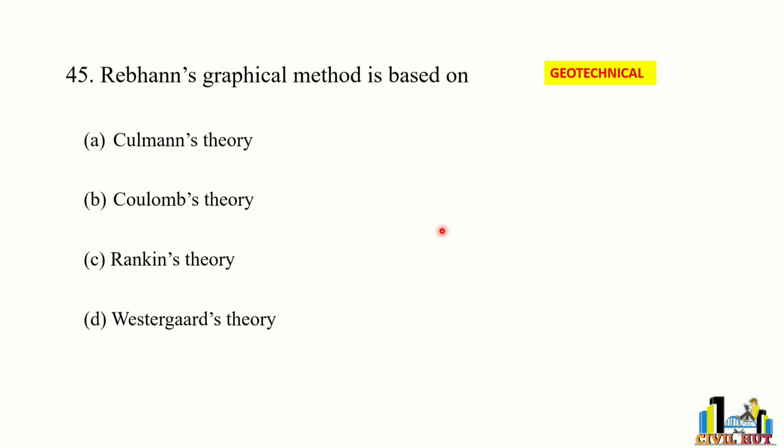Next question is the 45th. Rebhann's graphical method is based on. This is also from geotechnical engineering. A. Culmann's theory. B. Coulomb's theory. C. Rankine's theory. D. Westergaard's theory. Rebhann's graphical method is based on Coulomb's theory. The answer is B. Option B is the correct answer, Coulomb's theory.